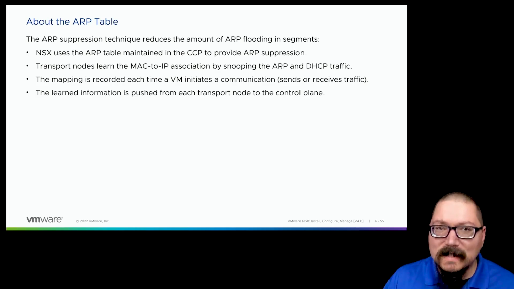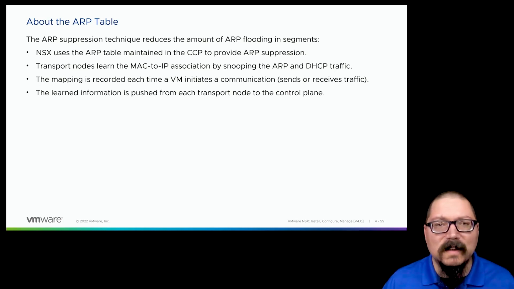Now, we also maintain an ARP table. We've got some of the information from the ARP table already. We've already got MAC addresses. We already know what tunnel endpoints service what MAC addresses. That's great. Why do we need an ARP table? Well, we need an ARP table primarily so that we can suppress ARP requests.